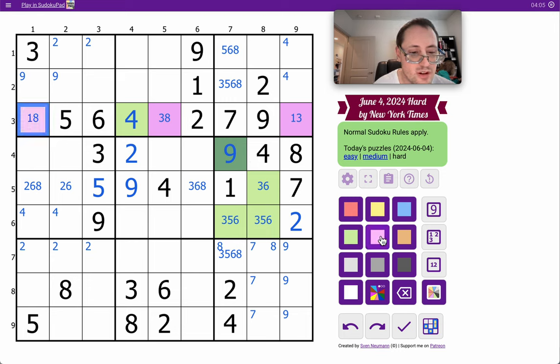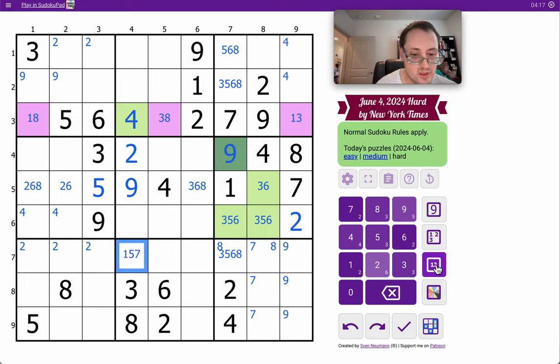Okay, column 4, which now has 5 digits, needs 1, 5, 6, and 7. That's anything. That's not 1. That could be anything, except 1. One crosses a region in column 4. Oofta. Neither of those are 6, and that's not 3.